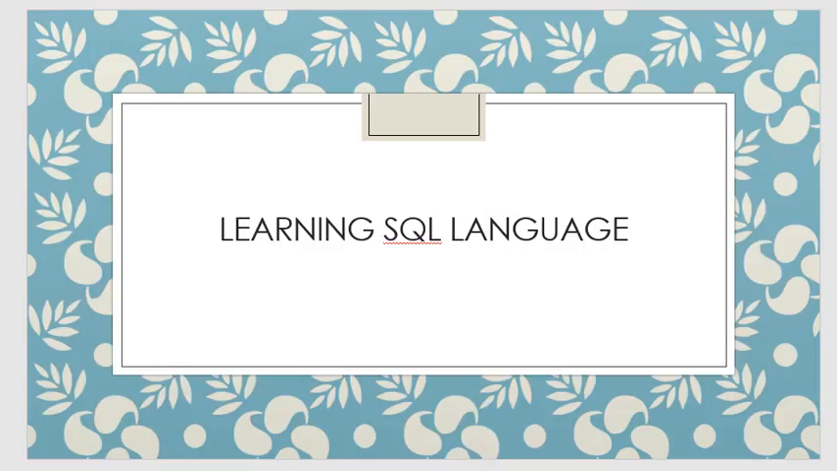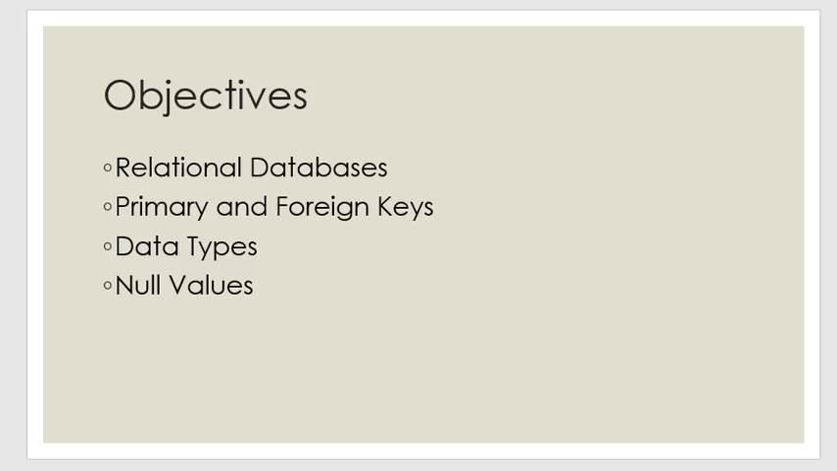Hello, and we're going to continue with lesson 2 on learning SQL language. We're just going to go over a few important keys to know prior to working in the database and creating data and retrieving data. For our objectives for this lesson, we're going to go over relational databases, what it means, primary and foreign keys, data types, and null values.